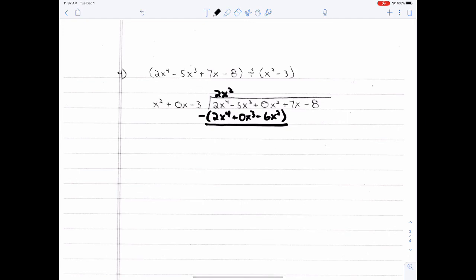Okay, so the 2x to the fourths go away. We have negative 5x cubed. And 0 minus the negative 6 is plus 6x squared. And one term dropped out, so we dropped down the 7x. Then what times x squared will give you the negative 5x cubed? Again, you just keep asking the same question.